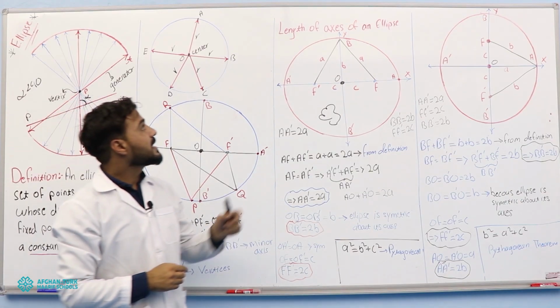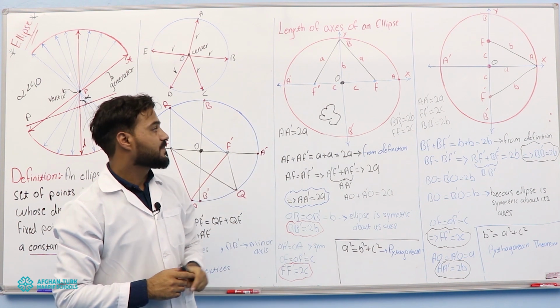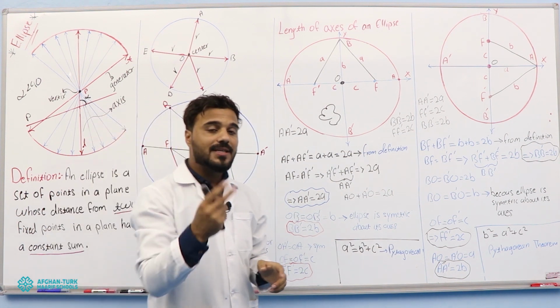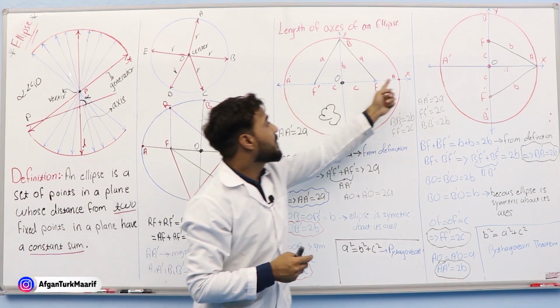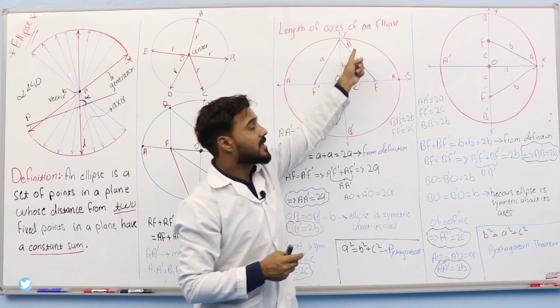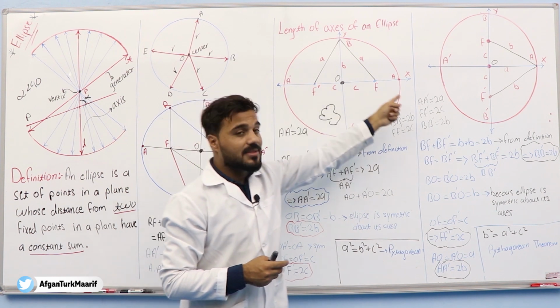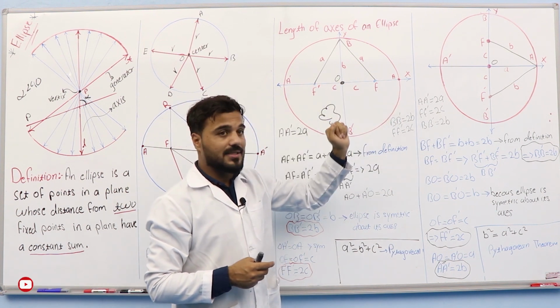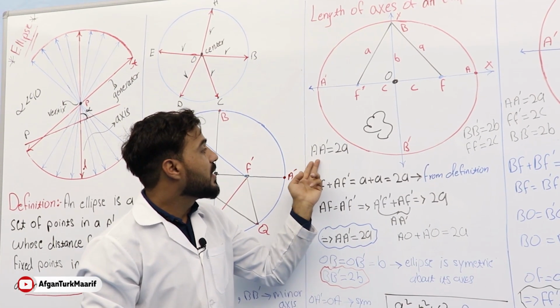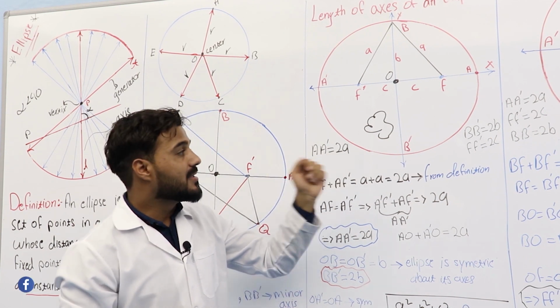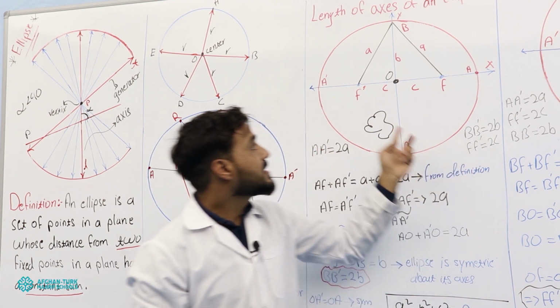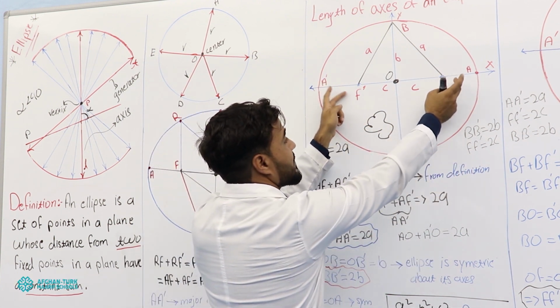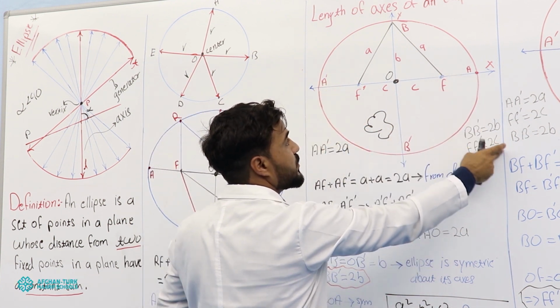Now we are going to study length of axes of an ellipse. Dear students, we have studied that every ellipse has two axes, which are A prime A, and B prime B. Here, AA prime is major axis and BB prime is minor axis. Major axis is equal to 2a. And minor axis is equal to 2b. And the distance between the foci of this ellipse is equal to 2c.